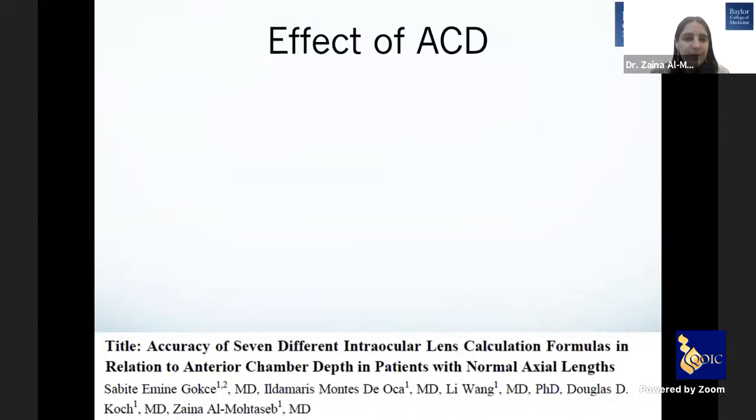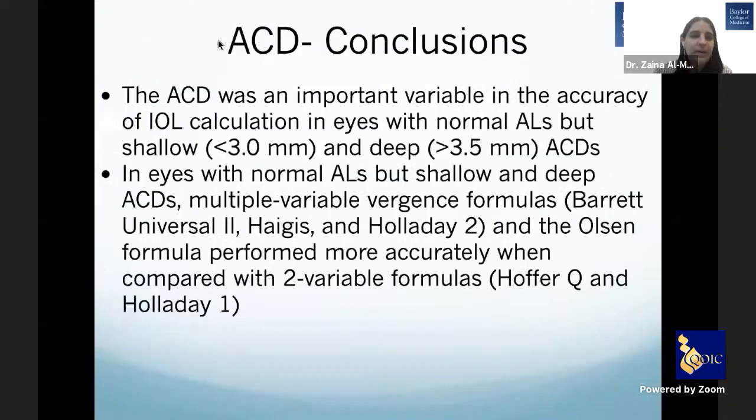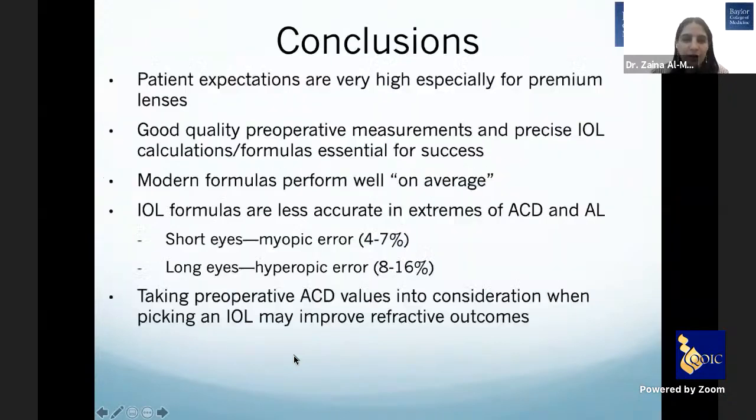And just because of time, this is just a really important point: anterior chamber depth was an important variable in the accuracy of IOL calculation formulas, even in patients with normal axial lengths. If they had shallow or very deep anterior chamber depth, there was an improvement if you utilized, for example, the Barrett formula or the Holladay 2. So multiple-variable vergence formulas, like the Barrett, the Haigis, the Holladay 2 and the Olsen, did better than formulas that did not take into account anterior chamber depth.